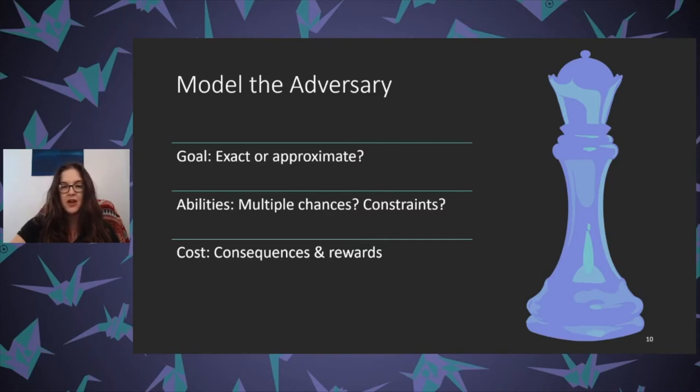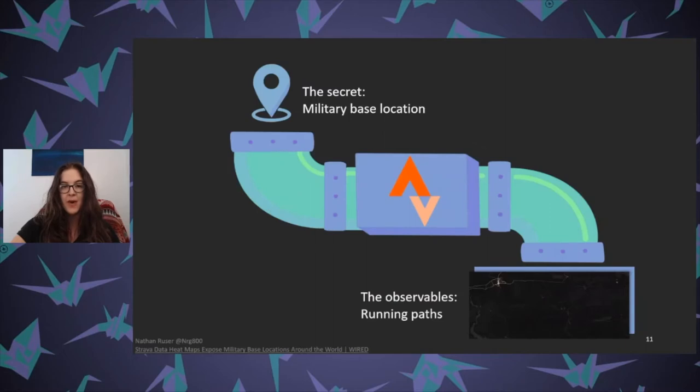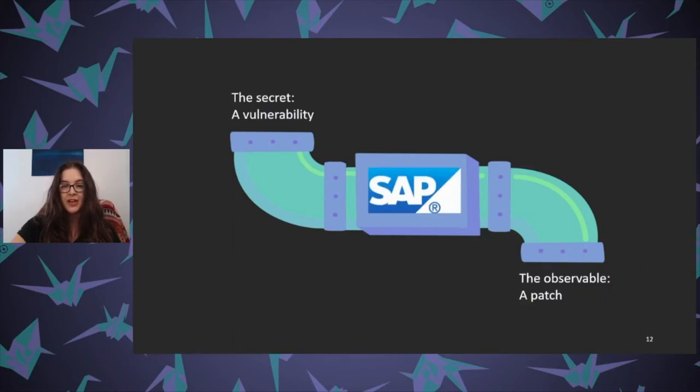Okay, so let's return to this Java example and see how it fits within the QIF model. So here the secret input is the location of a US forward operating base, and the observable output is a heat map showing running paths. As shown by Nathan Ruser back in 2018, this was enough information to reveal the base location, as well as other theorized safe houses and other nations' military bases. Similarly, for the patching example, the secret input is the existence of a vulnerability, and the observable output is a patch. Sometimes the patch does give an attacker enough information to learn about and exploit the vulnerability.